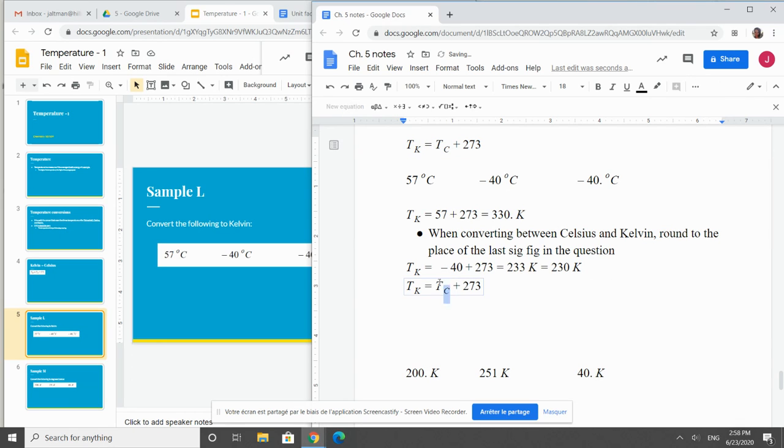And then I've got negative 40 with a dot this time. So those of you in the 10 class, you'll already have done this. It's 233 Kelvin. And then for those of you in the H class, this should be 233 Kelvin. So anytime that you are starting with Celsius, you're just adding 273.